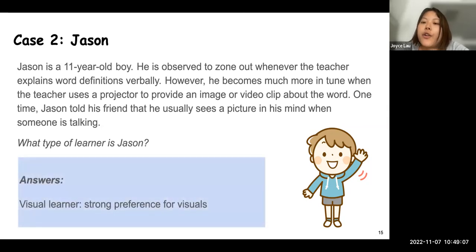Jason is a visual learner because he has a strong preference for visuals.